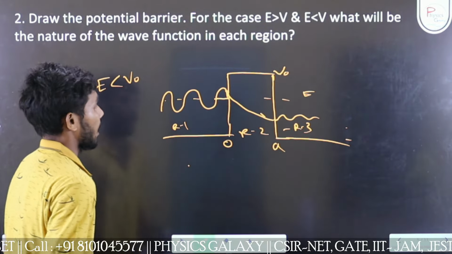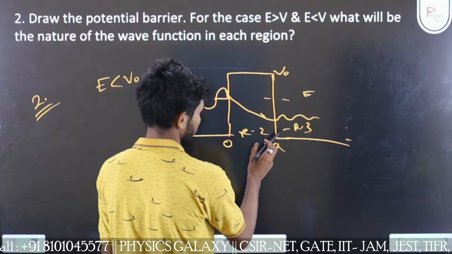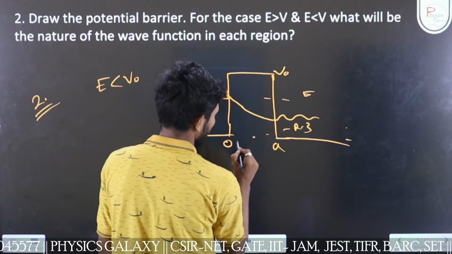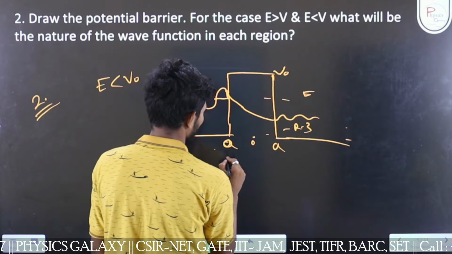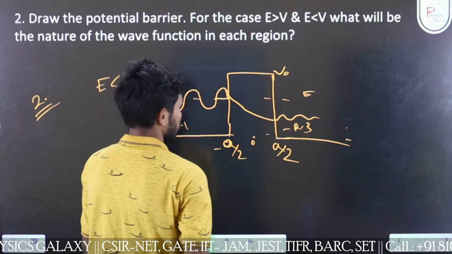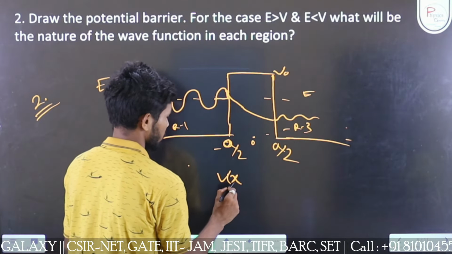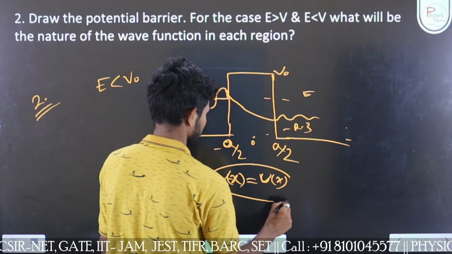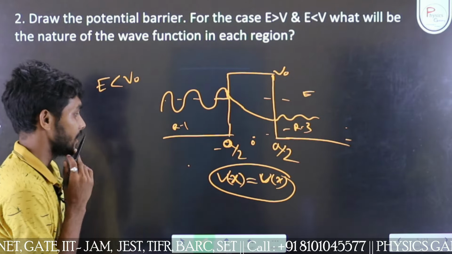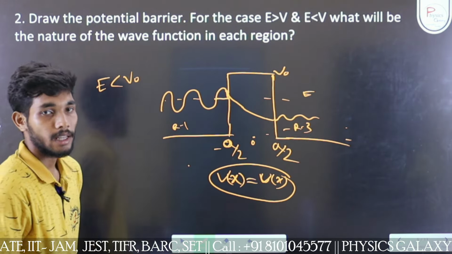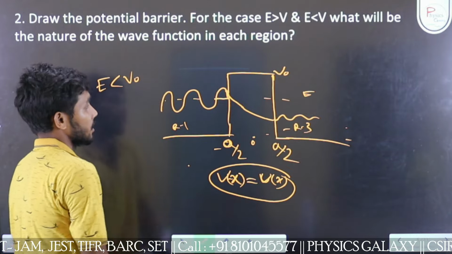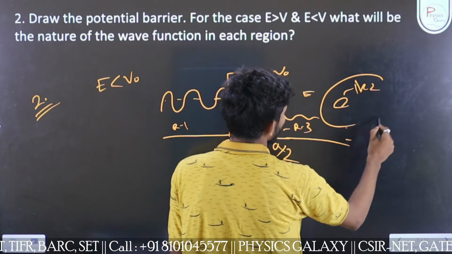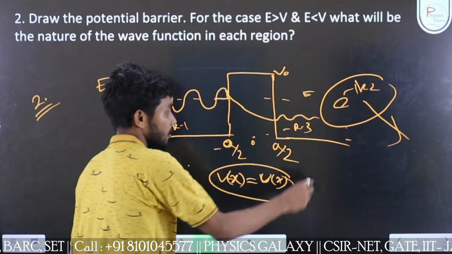Now they asked me, if I shift the origin here, this is the 0 point, this is minus a by 2 and this is plus a by 2. Now the potential is symmetric, V of minus x equals V of x. We know that if the potential is symmetric, then the wave function should be symmetric or antisymmetric. But in this case, as it is exponentially decaying, in the form of e to the power minus kx, it is neither symmetric nor antisymmetric.